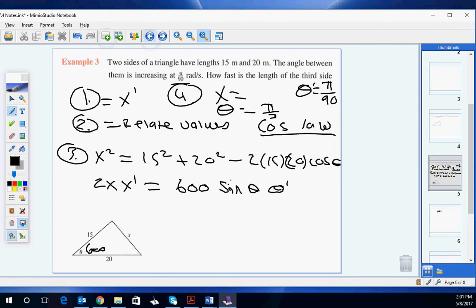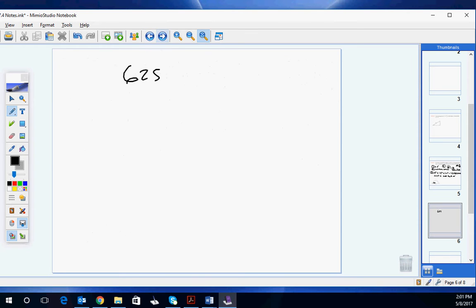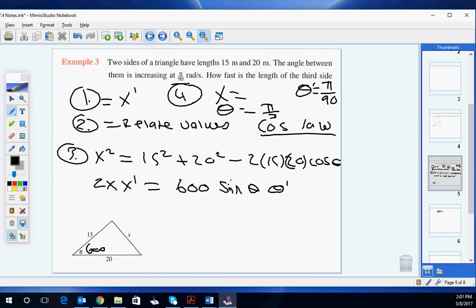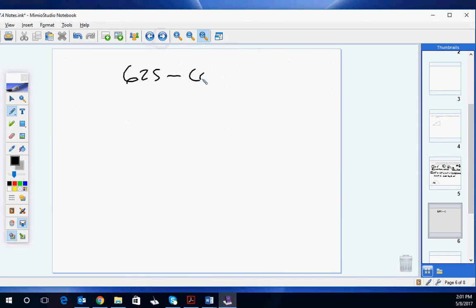625 is what these are added together. Okay, this right here, that's 600 cosine. Oh, wow, 600 cosine of pi over 3, which we said is 60. We'll change to 60 if you want to stay in degree mode. So that's what we have right here.